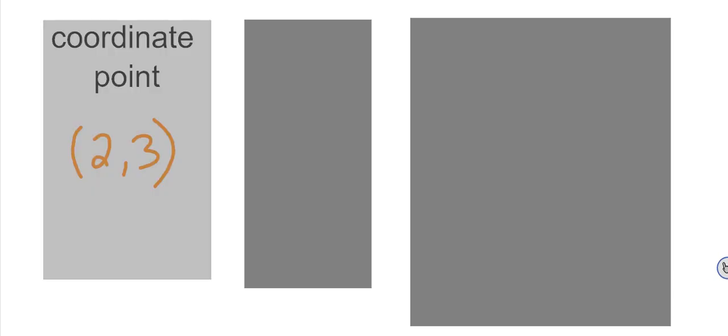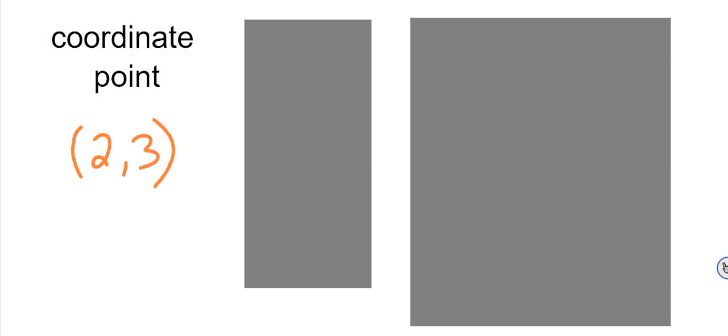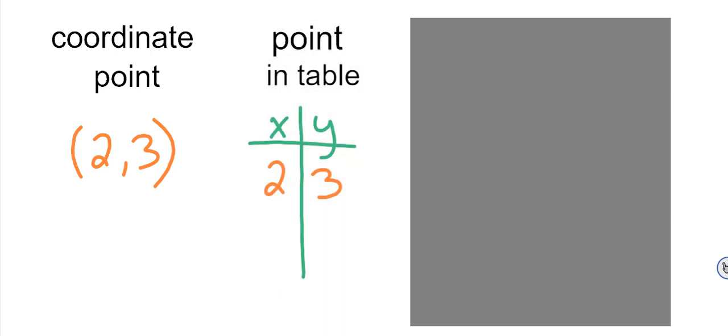Okay, here we go. We're going to work on finding slope given 2 points. But first we're going to do a quick little review. Let's say we've got this coordinate point. That's what we call it when we see these parentheses and the two numbers with the comma in between. It's a coordinate point. Now we could also write that coordinate point in a table.